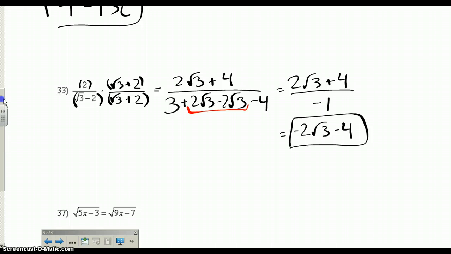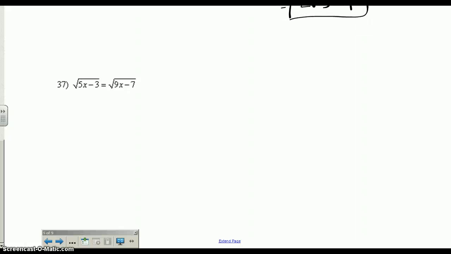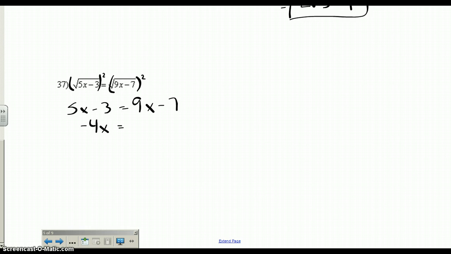Okay, so let's move on. 37. 37 looks like a tricky one, but notice how they're both being square rooted on both sides. So to undo a square root, what you can do is just square each side. And to square a square root, it's like undoing each other. So we can do that, and we're left with 5x minus 3 equals just 9x minus 7. And now we just solve for x. If I solve for x, I get negative 4x over here equals negative 4 over there. And solve for x, I get x equals 1.